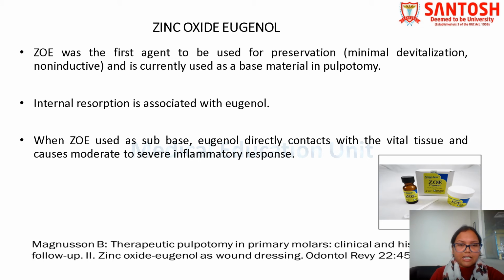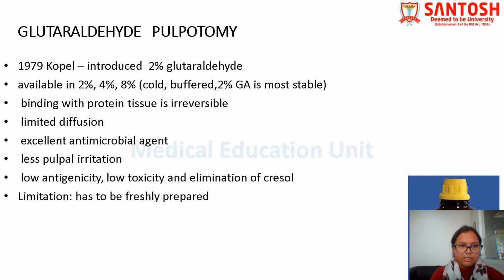Internal resorption is associated with eugenol. So when zinc oxide is used as sub-base, eugenol directly contacts the vital tissue and causes moderate to severe inflammatory response. Second one is glutaraldehyde pulpotomy.